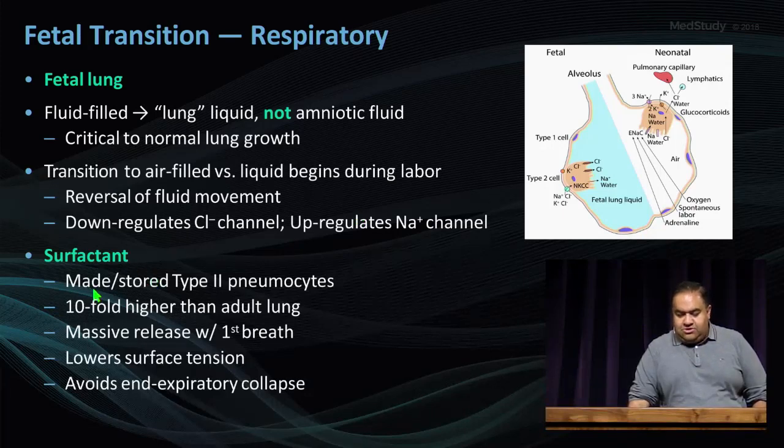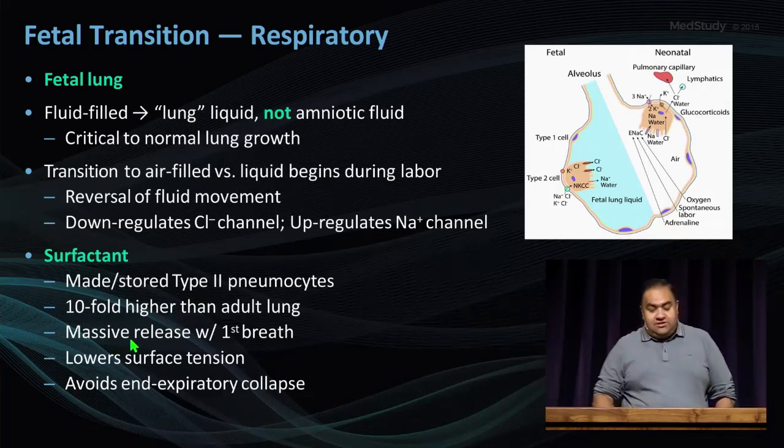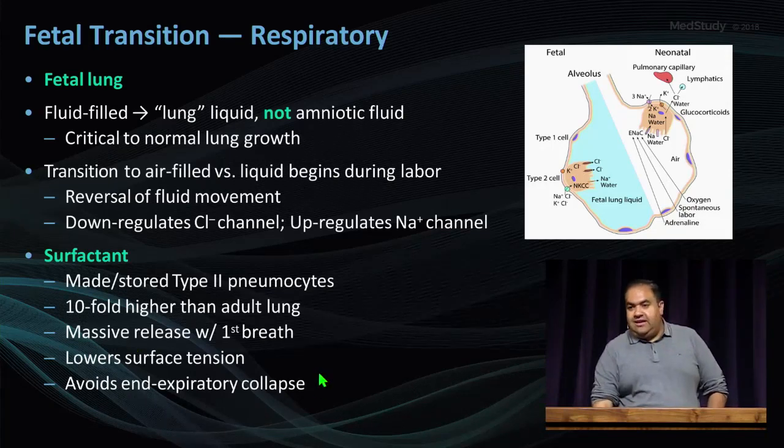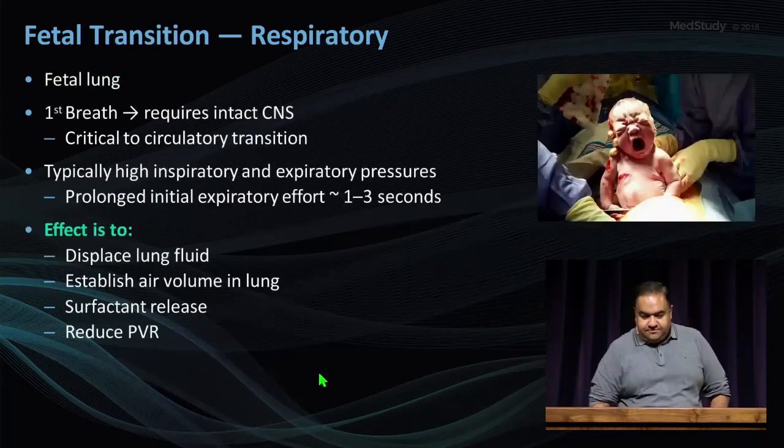And then surfactant, which we'll talk about a little bit later, is made and stored in type 2 pneumocytes, tenfold higher than in the adult lung, and there is massive release within the first breath. This decreases that surface tension and avoids that end expiratory collapse.